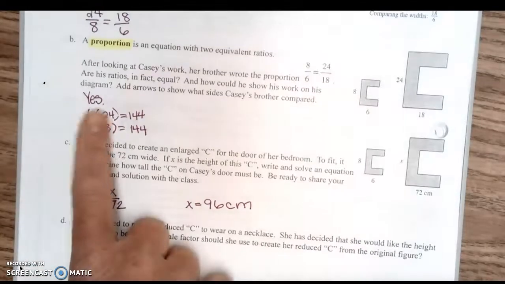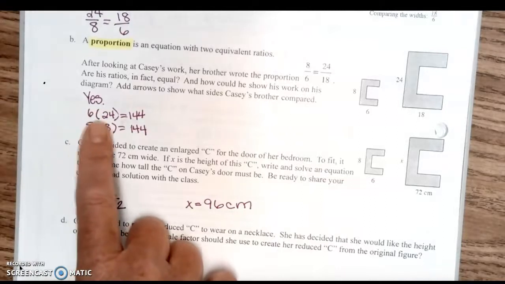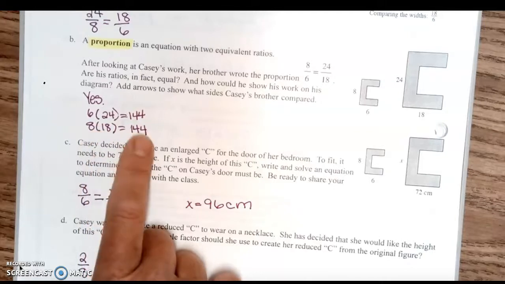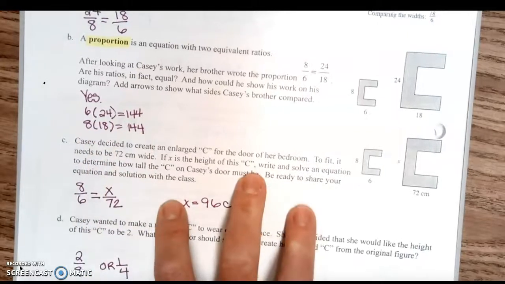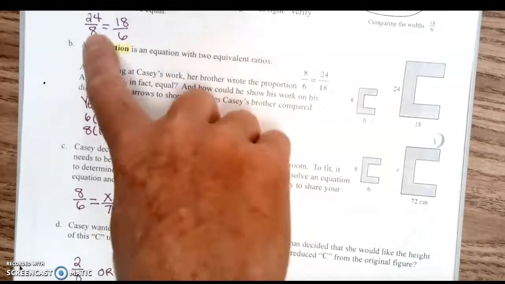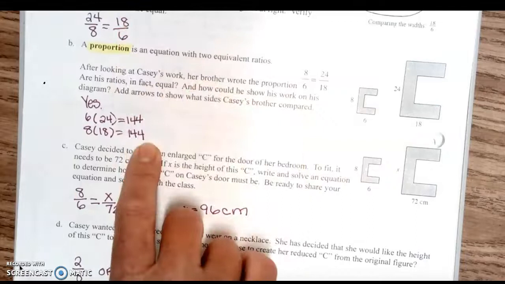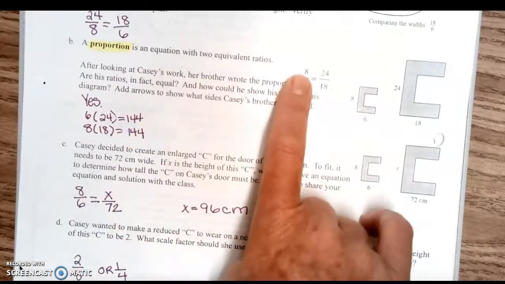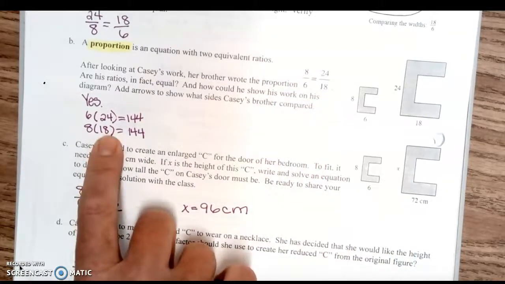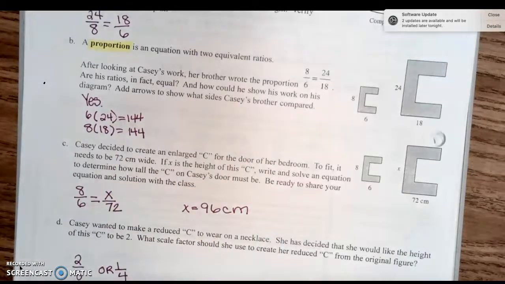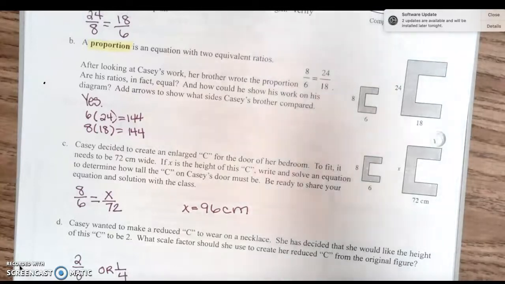Okay, the answer is yes. You're going to get the same answer because 6 times 24 is 144, and 8 times 18 is 144, no matter which direction you go. Here you would multiply 8 times 18 to get the 144, and 24 times 6 to get the 144. Here you would multiply the 8 times 18 to get to 144, and 6 times 24 to get to 144. So the proportions, the way they set them up, were both correct. Okay?